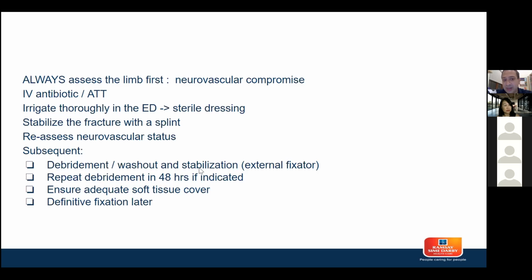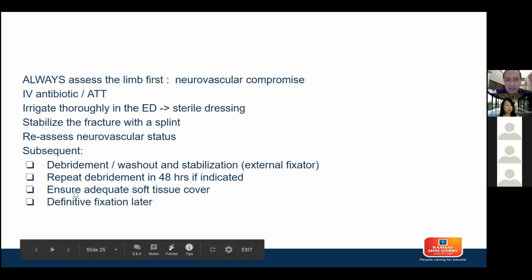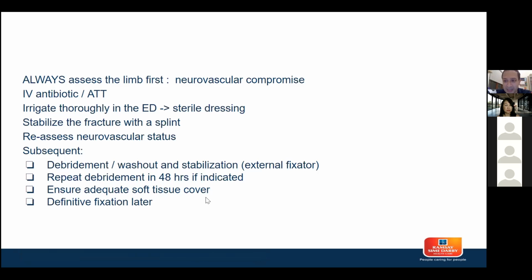Subsequently, the patient will need a debridement, washout, and stabilization, commonly with an external fixator. Sometimes a repeat debridement is indicated. However, whenever you do a debridement, for those doing orthopedics, always ensure that you have enough soft tissue coverage. There's nothing worse than having the bone exposed to the environment after debridement, because if it's an open fracture and you have debrided and the bone is exposed, the bone will eventually die off. The bone needs soft tissue cover to survive. So make sure there's enough soft tissue cover most of the time for open fractures.